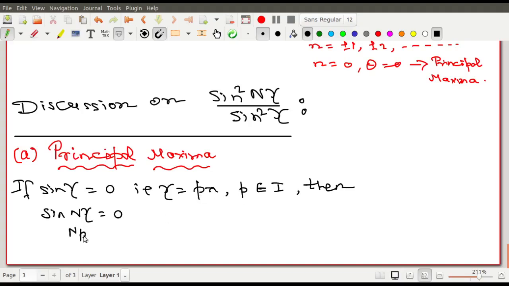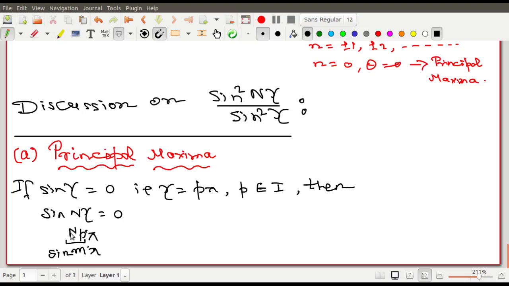So what is the value? n p pi. Gamma's value is p pi, so what will happen? n p pi. n is an integer, p is an integer, so n into p will definitely give you a new integer, and the sine of an integer times pi is always 0. Do you see the logic? Gamma value is p pi, sine gamma is 0, put it over here: sine of n p pi.